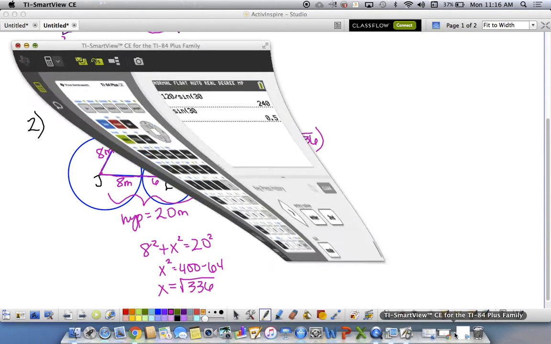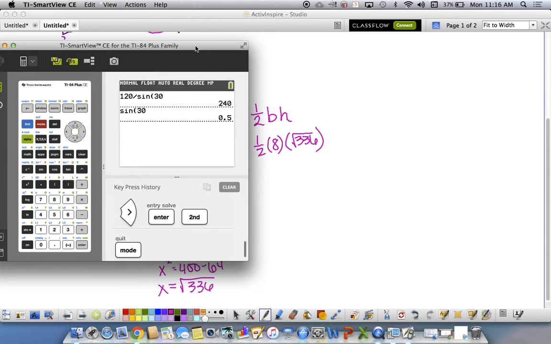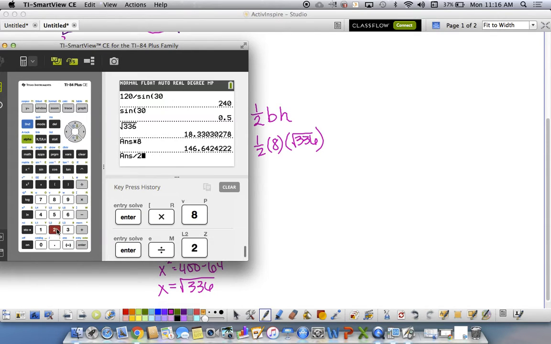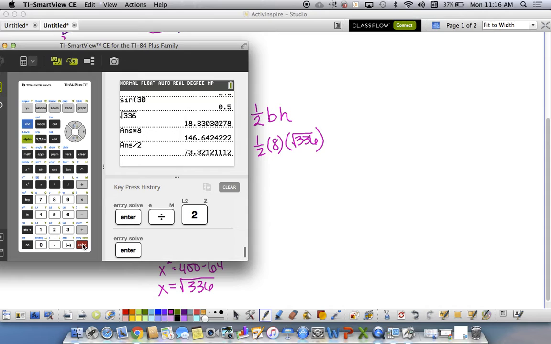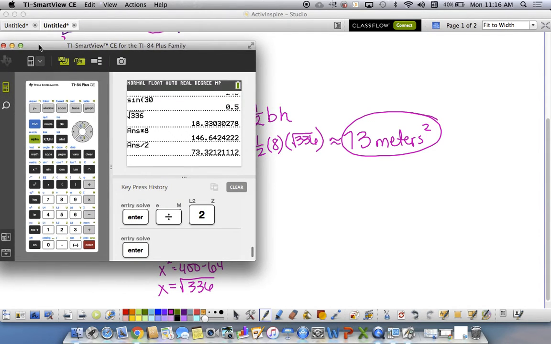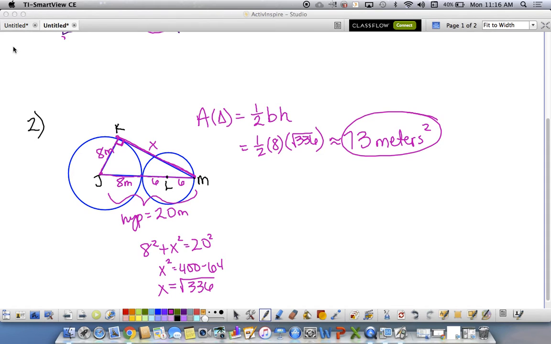So my calculator says, what is the square root of 336? Because they've asked to the nearest something. So I'm definitely going to plug it in my calculator. Times 8 divided by 2. To the nearest square meter. So it's going to be approximately 73 meters squared. Okay? Because I'm rounding. Keep all those things in your calculator. Okay? All right, we're moving on.